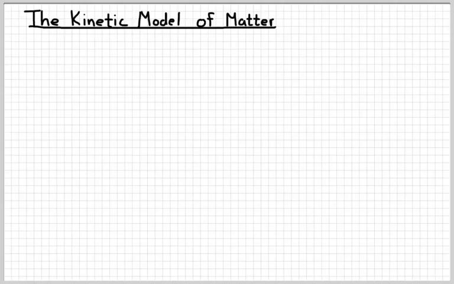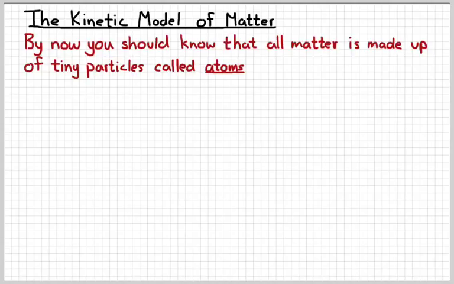So the beginning part of this should be basically a review. I'm going to kind of title this the kinetic model of matter. Remember what kinetic means. And we're just going to start out by reviewing a few simple things to make sure we're all on the same page. For example, I'm sure you remember from chemistry that all matter is made up of really, really tiny particles called atoms. Don't write that down if you already know it.